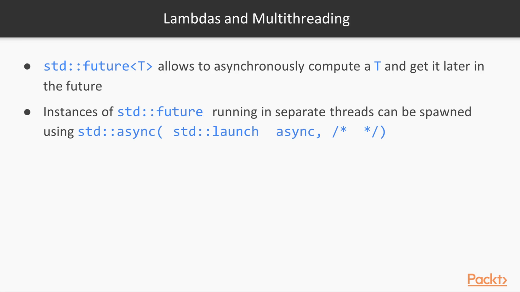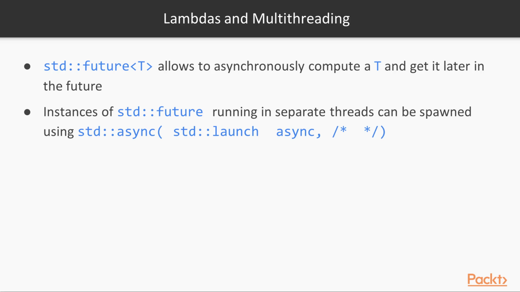If you have some sort of long-running computation, you can simply invoke a function that returns a future to it, and while it's running in the background on some other thread, you can do other things, and then you will be able to get the result later in your code.